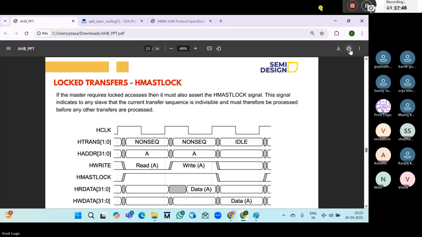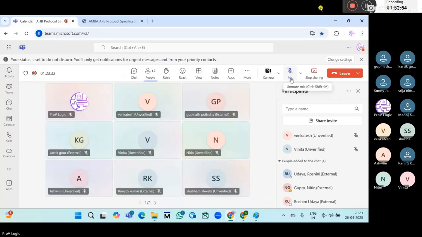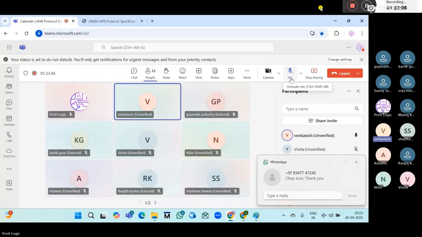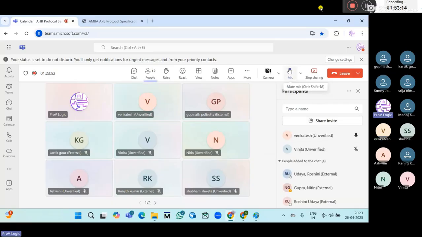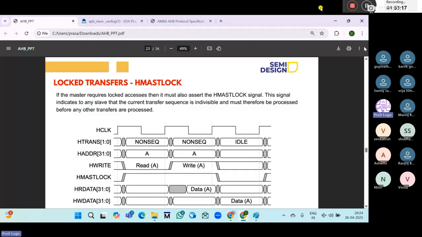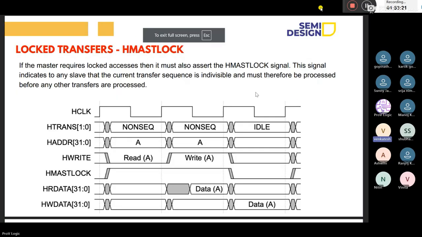Any other doubts still here? Hello, madam. With HMASTLOCK, can we do a read operation? Yes, we can do it. Both write and read operations can be done.